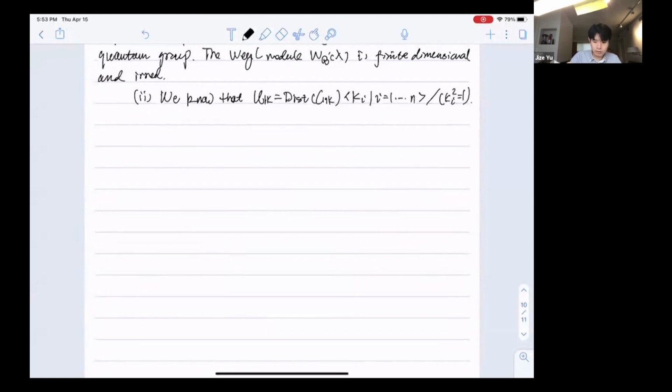Okay, so because we're looking at type 1 modules, then we know that the K_i's just act trivially. And in this case, W_K of lambda just naturally becomes a module over the distribution algebra of G of K.